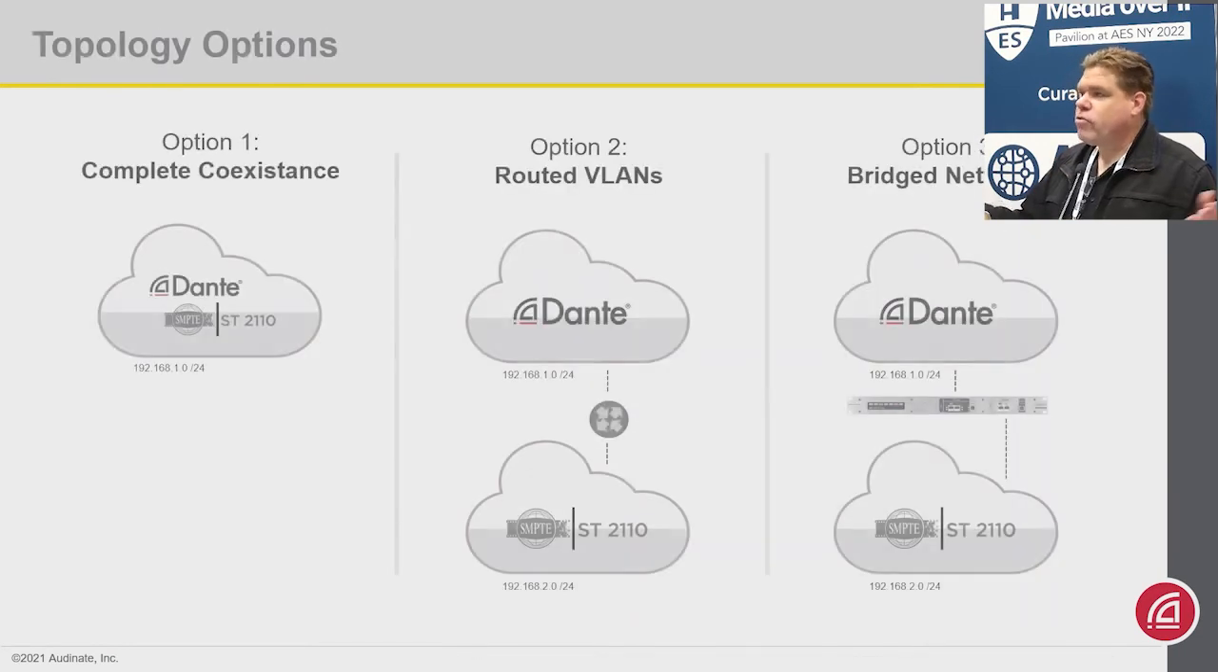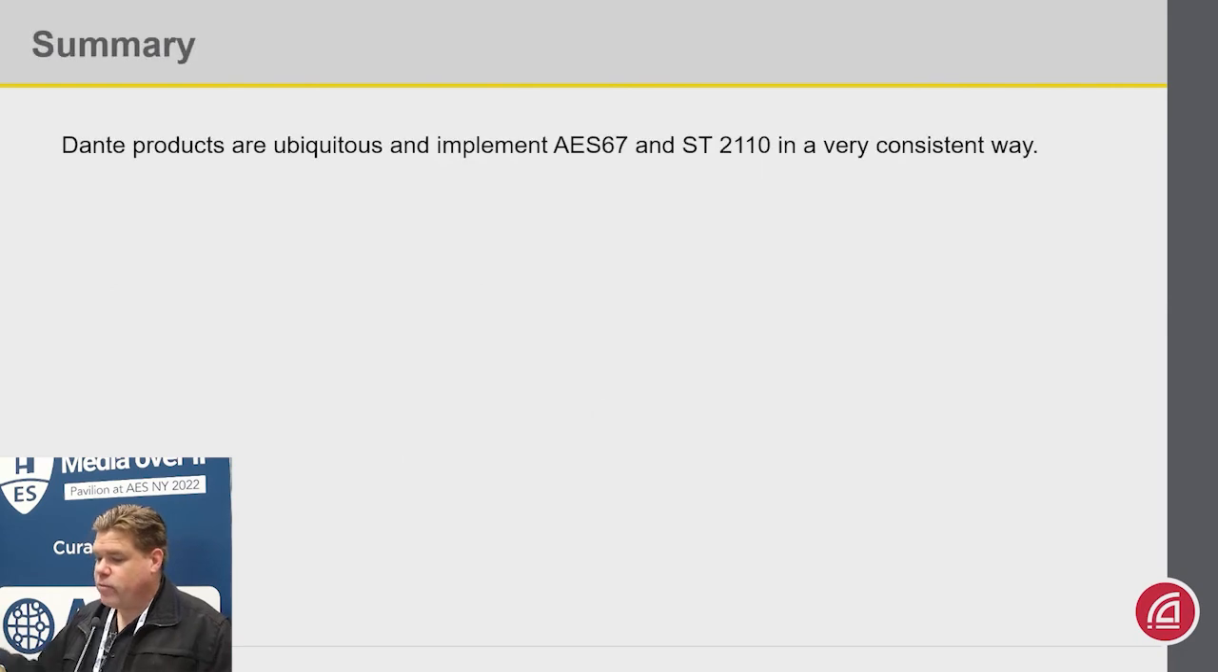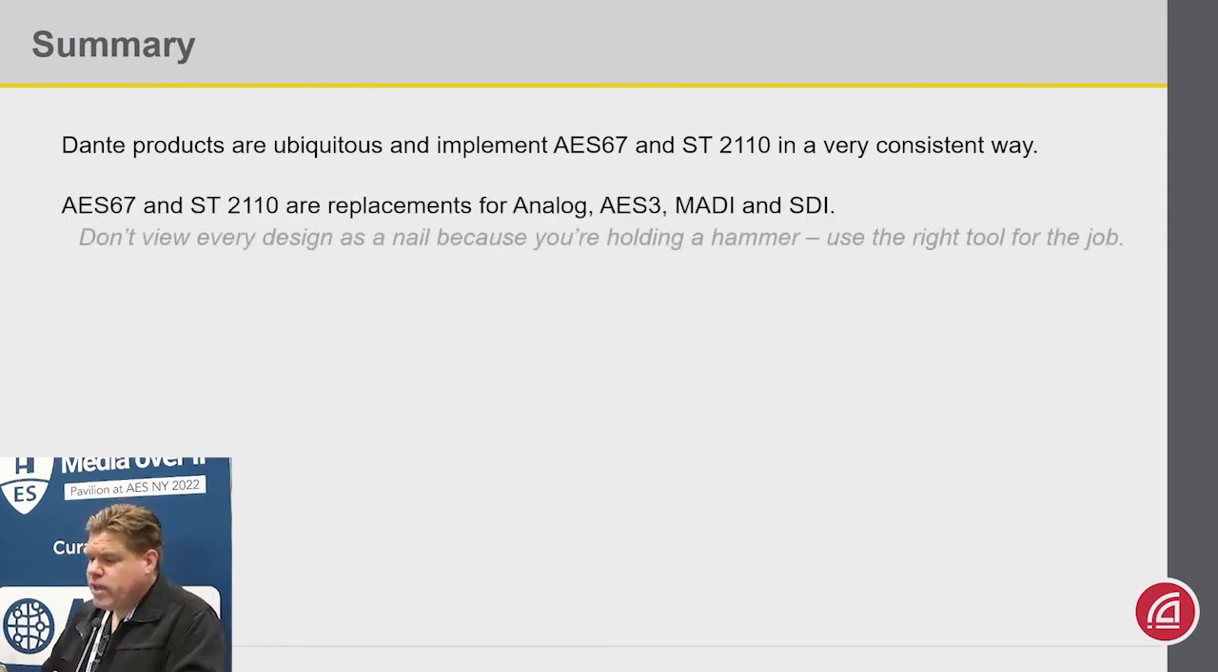But like I said, those are three different options you can consider when you're designing the system. How much separation do you want? How much do you want things to merge together? So I guess in summary, like I said, the Dante products are fairly ubiquitous. AES67 and 2110 modes will work very consistently across all of them. You just choose which one you want to go into. When you're using AES67 and 2110, think of them like a format converter going to the next system. So it's kind of a replacement for MADI, AES3, and SDI.